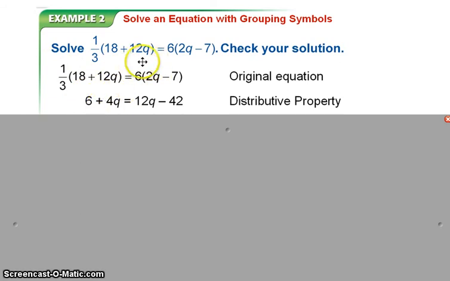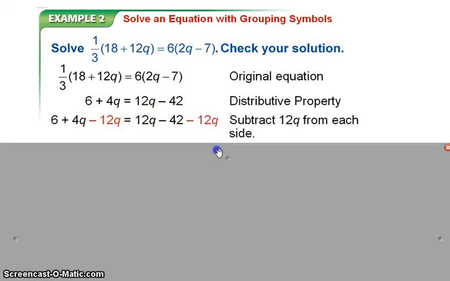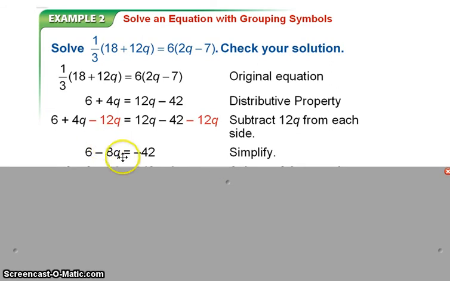Then we have to do the same over on this side. 6 times 2 is 12. 6 times 7 is 42. Now we're kind of back to where we were in example 1. We want to get the q's together, and we want to get the constants together. So what they decided to do was subtract 12q from both sides, so that the variable will be over here on the left. If you would like to do it the other way and subtract 4q, you can do that. Okay. So 4q minus 12q is a negative 8q.